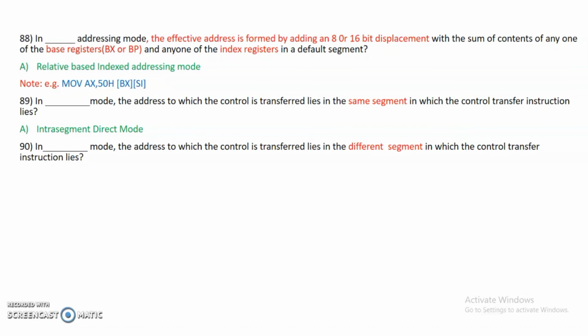So bit number 90. In dash mode, the address to which the control is transferred lies in a different segment from the one in which the control transfer instruction lies. So the answer will be inter-segment direct mode.